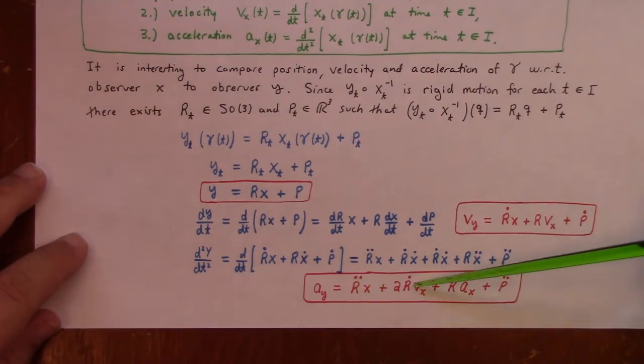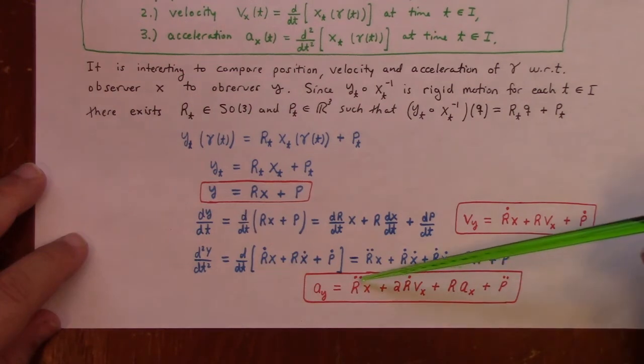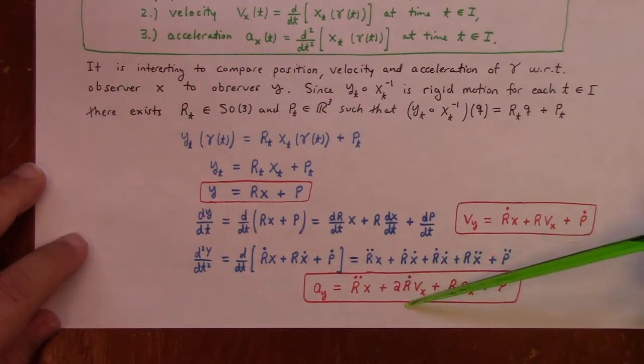If r was constant, right? See how this formula would work? If r is constant, that would be 0, this would be 0, and you just have r a_x plus p double dot. By the way, this means second derivative, this means first derivative. Anyway, let's go on here.